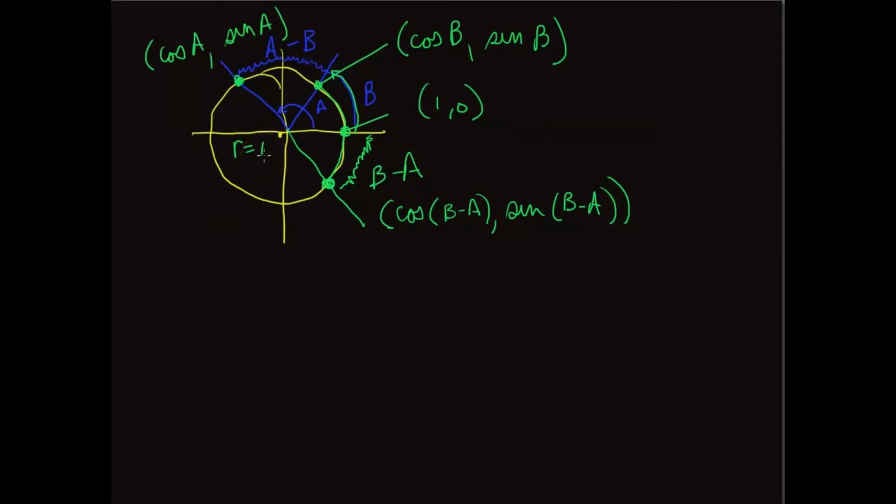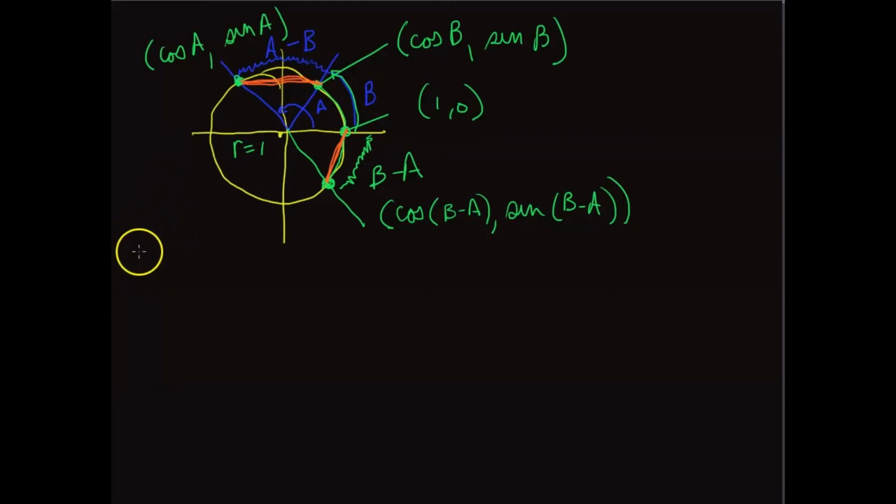So if we look at the distance, and let's change colors again, if you have the same central angle, the chord is going to be the same length. So this is the chord for A minus B, and this is the chord for B minus A. But the chords are going to be the same. They don't look like it, but they are. So we're going to show that that distance equals this distance.